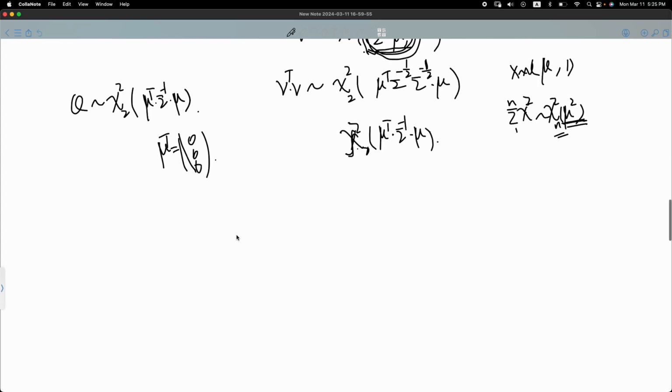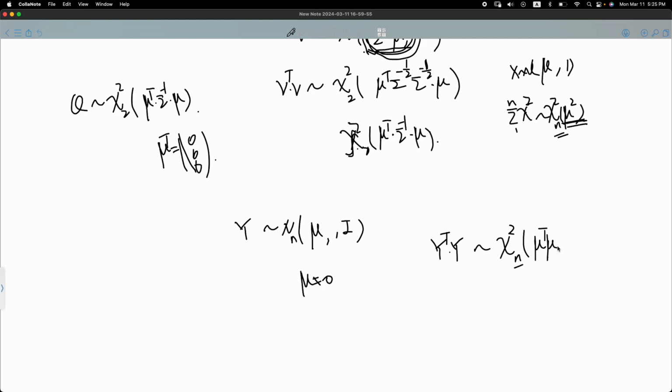So maybe just write down this one: if y follows a normal with a mean vector mu, where mu is not equal to 0, and identity covariance, then y transpose y is going to follow a chi-square. Let's say the dimension is n. Then you will have degree of freedom n, but the non-central parameter is mu transpose mu. This is the formulation that we use here. Of course, if you start from a central normal distribution, then in the end you will have a central chi-square.